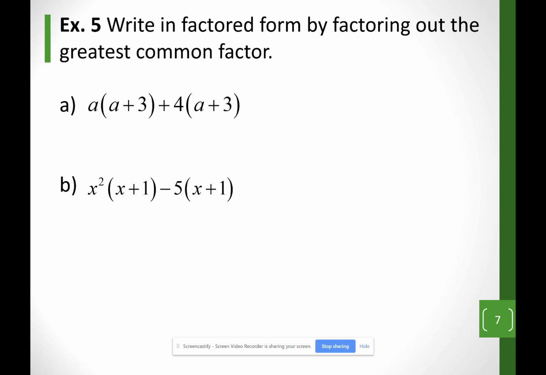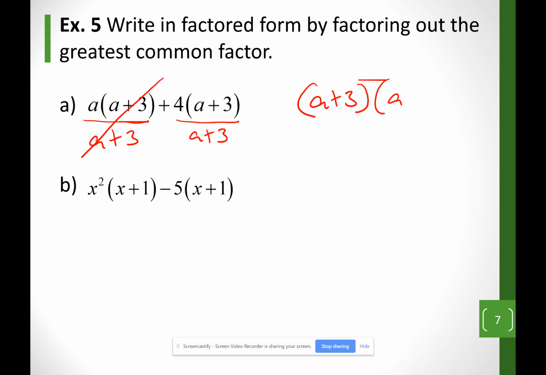Now here, this whole thing is a term. This whole thing is a term. So I'm going to factor out an a plus 3. If I was to divide both of these by a plus 3, I see that cancels out. So I get a, that cancels out. I get plus 4.